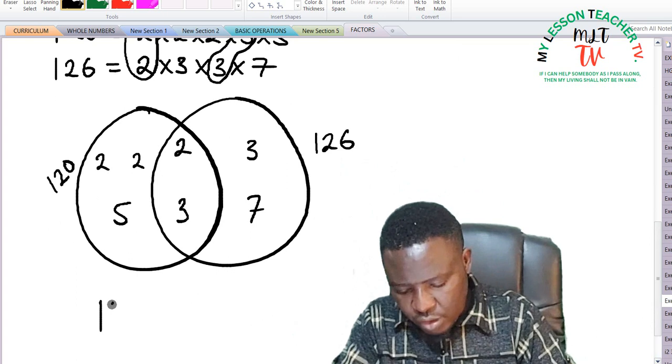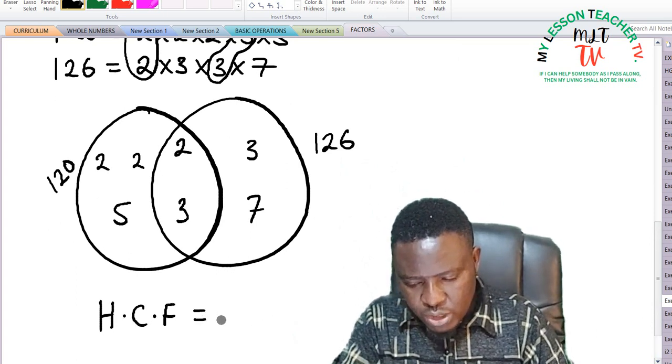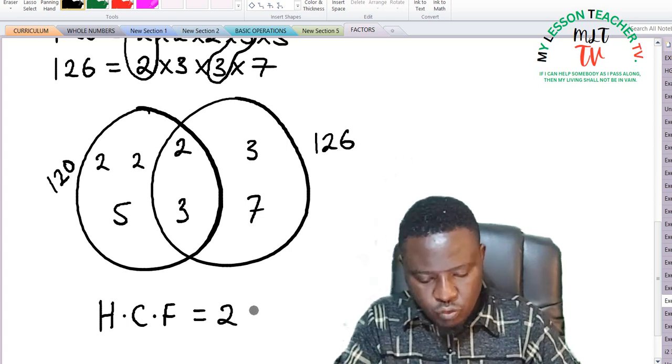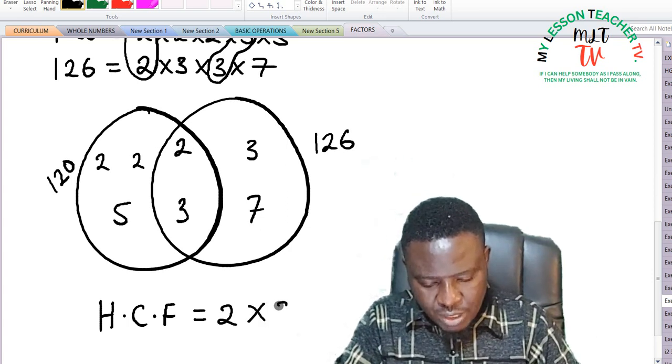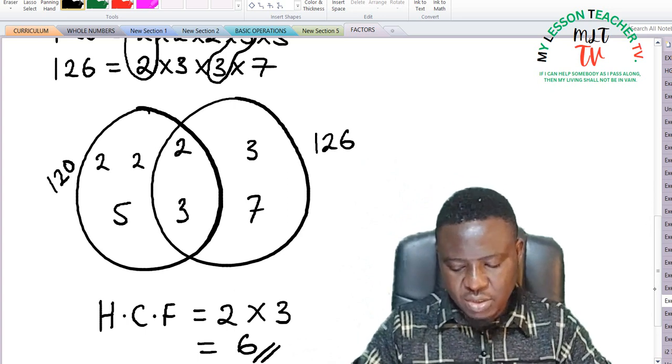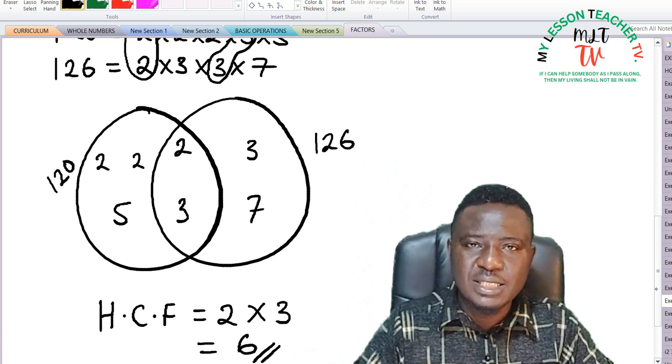So the highest common factor, the HCF of 120 and 126, is the product of those in the overlapped region, which is 2 times 3, and 2 times 3 is 6. It therefore means that 6 is the highest common factor of 120 and 126.